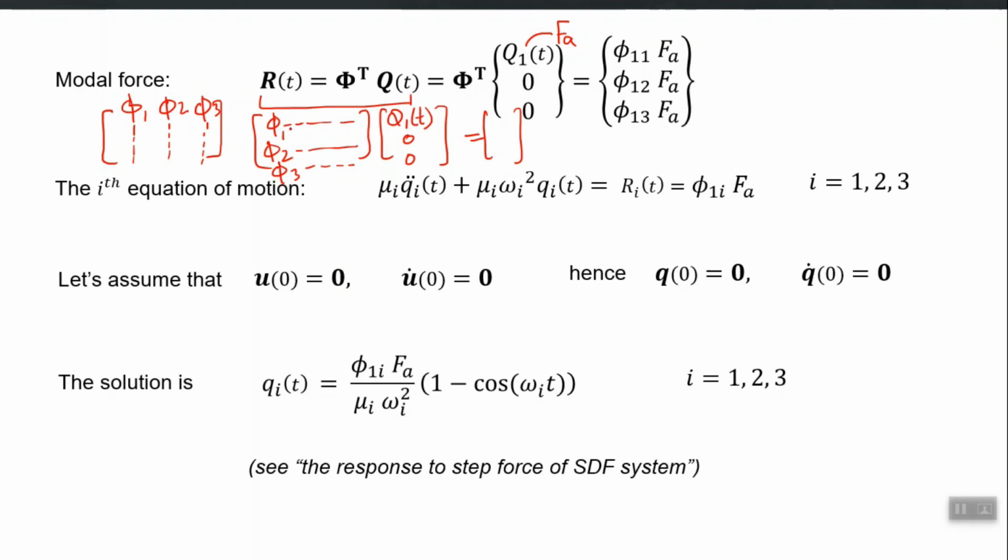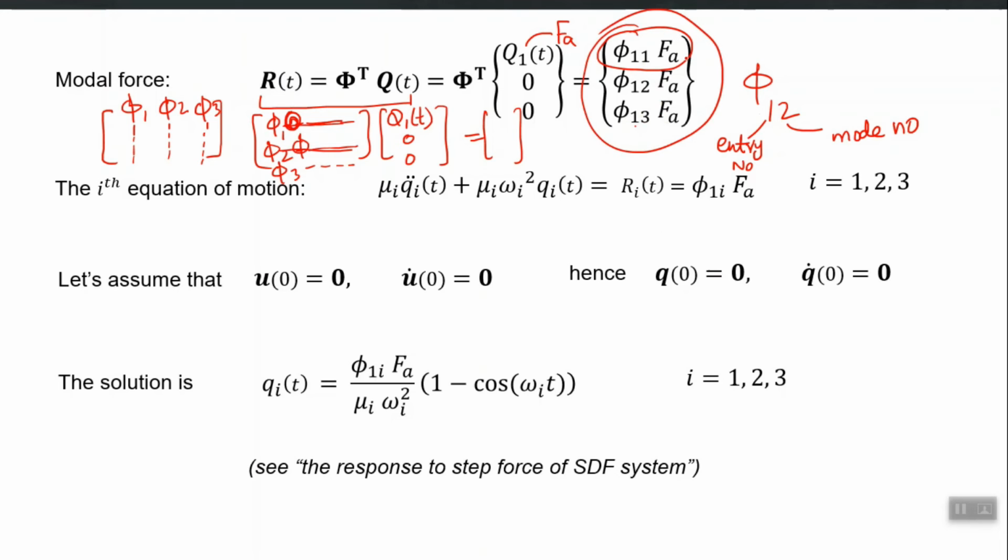So when you carry out that multiplication, you will see that the first mode shape is being multiplied by the q vector. The first entry of the first mode shape is multiplied by q1, plus all other entries are being multiplied by 0, 0. So only the first entry will remain. Similarly, when you carry out the second row with this column, the first entry of the second mode shape times q1, and all other multiplications are 0. So when I say phi 1 2, the 1 means the entry number, and this 2 is the mode number, right? So the first entry of the second mode shape, the first entry of the third mode shape, times fa. So this is the modal forces vector r1, r2, r3. This is r1, this is r2, this is r3, right?